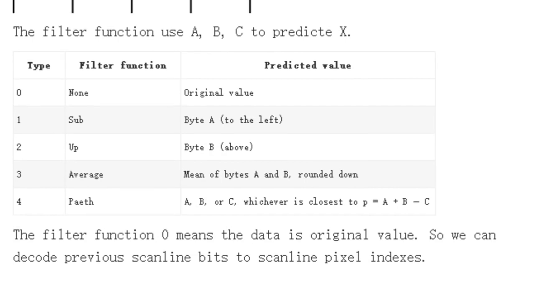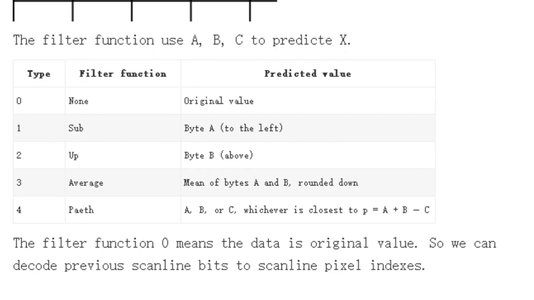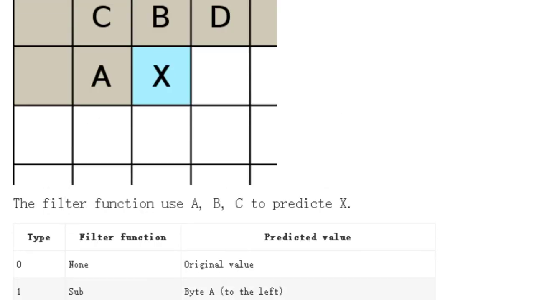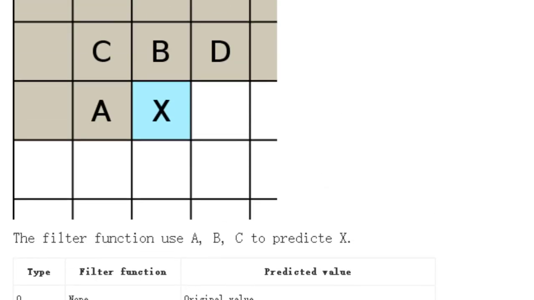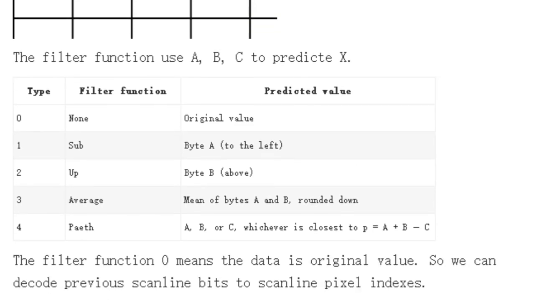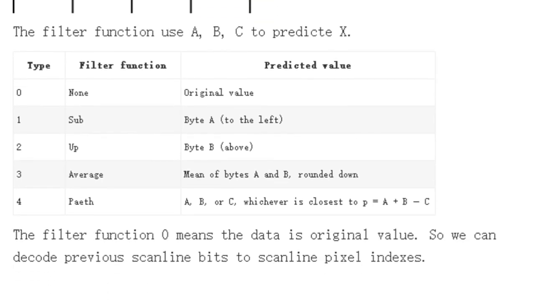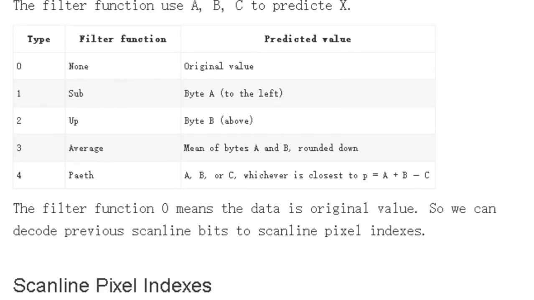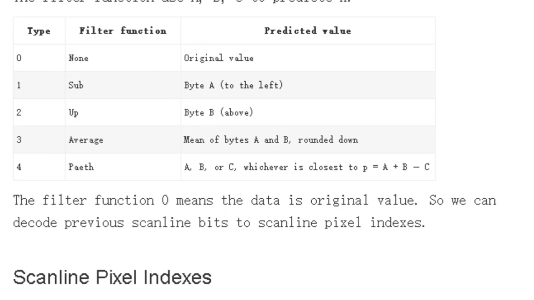So let's look at this. We got type 0, none, original value. So no prediction at all, just take the literal value. 1 is sub, so the byte A to the left. So sub is actually the direction relative to X, so we're going to take A, and that is sub. When we look at 2, that's up, so that's a direction up, byte B above. 3 is average, so the mean of bytes A and B rounded down. That's important, right? Because all of the byte values have to be integer values. There's no floating point here.